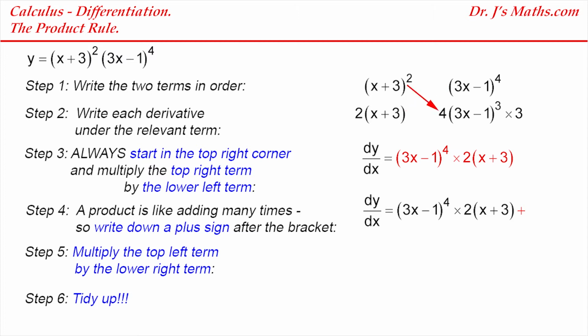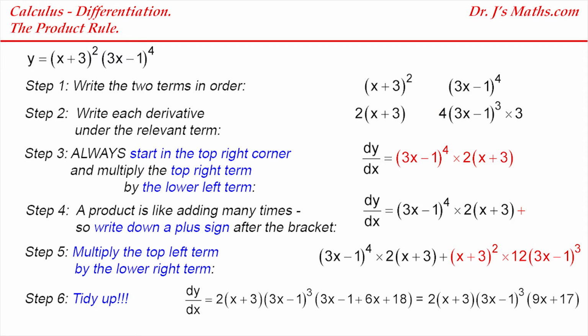And we multiply the top left term by the lower right term. So we have (x + 3) all squared. Take the opportunity to multiply the 4 by the 3, so we have 12 outside of (3x − 1) cubed. And then we just tidy up.